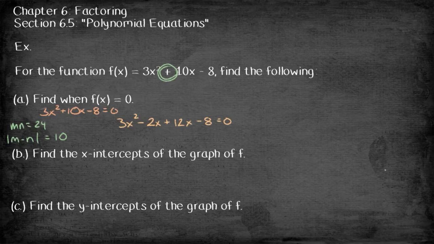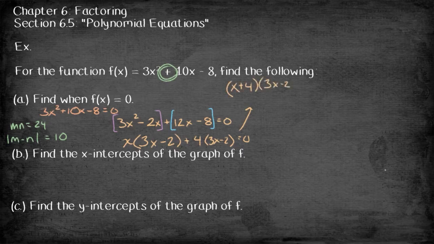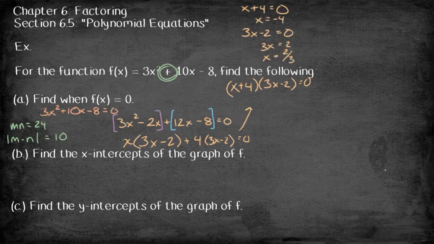Factor by grouping. Okay, I've got two equations. Let's solve them. So x is equal to 2 over 3 and -4. Now we want to find the x-intercepts in the graph of f.